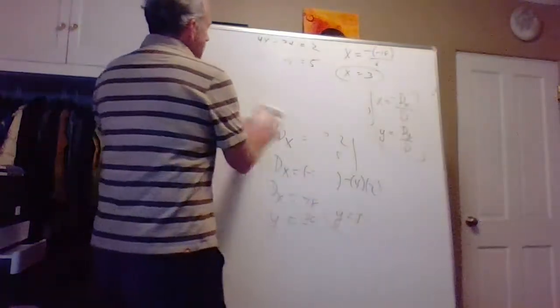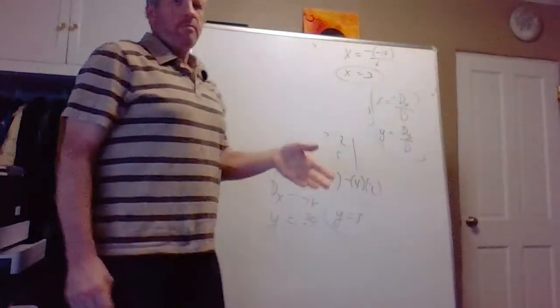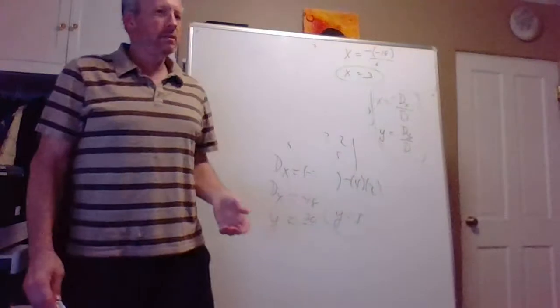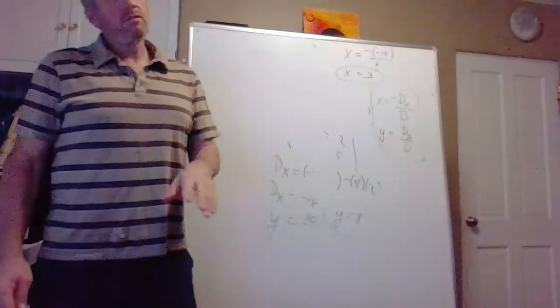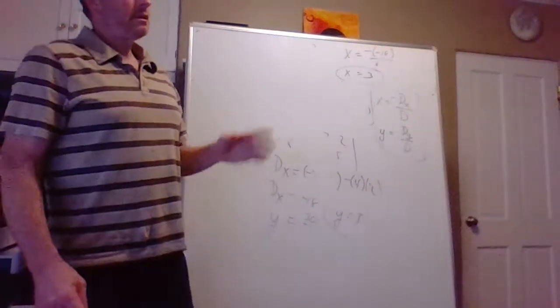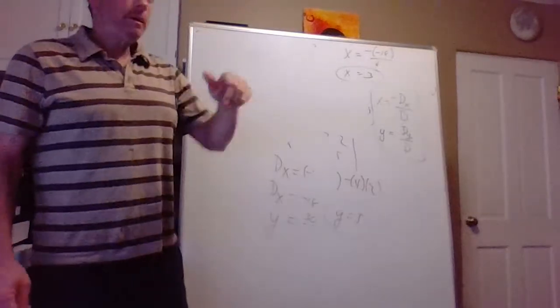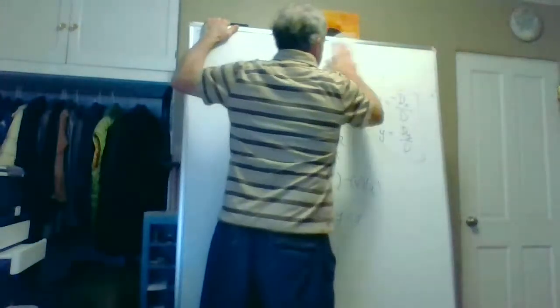And what we want to do is get to Cramer's rule for a system of three equations and three unknowns. The first thing we have to discuss is how to find the determinant of a 3 by 3 matrix. So let's do that.